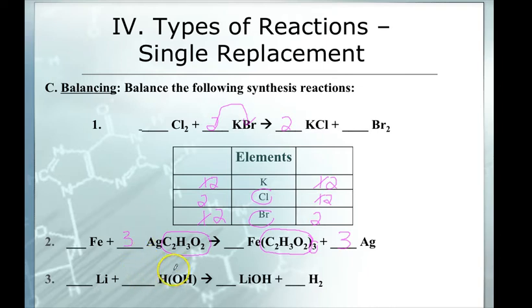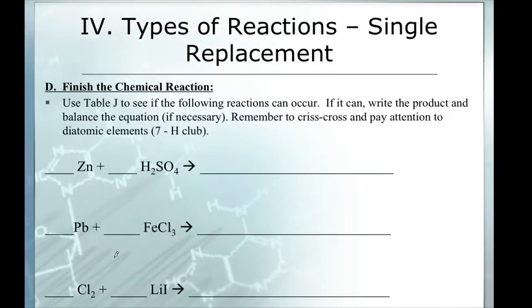Now look at number 3. Notice I wrote, instead of water, I wrote HOH, and sometimes it's easier to do that. I have 2 H's here, but I only have 1 here, so I got to put a 2 here. That would mean that I have to put a 2 here also. That would give me 2 OH's, but it gives me 2 lithiums. Put a 2 here, and I'm done. And again, of course, you could do what we did before and do these word equations.